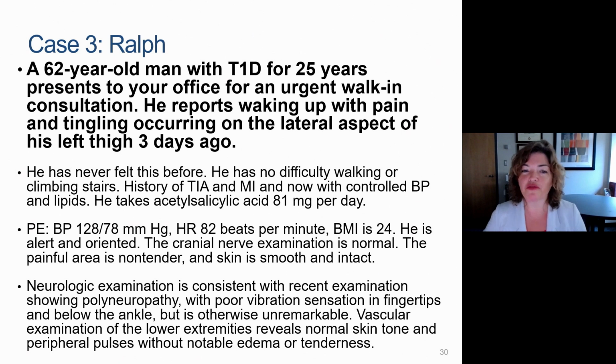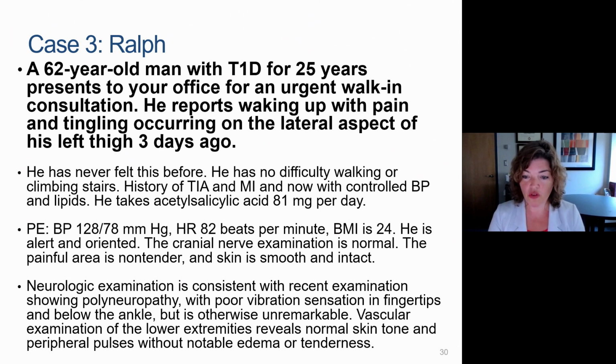So let's go to Ralph. Ralph is a 62-year-old man with type 1 diabetes for 25 years. He presents to your office for an urgent walk-in. He reports waking up with pain and tingling occurring on the lateral aspect of his left thigh 3 days ago. He's never felt this before. He's had no difficulty walking. He does have a history of TIA and MI, so he has macrovascular disease.